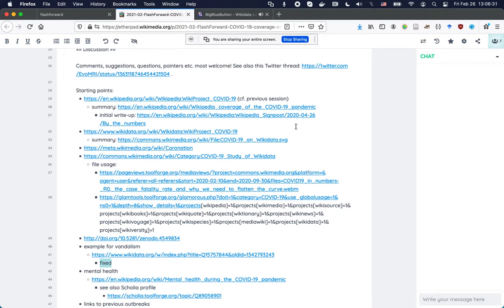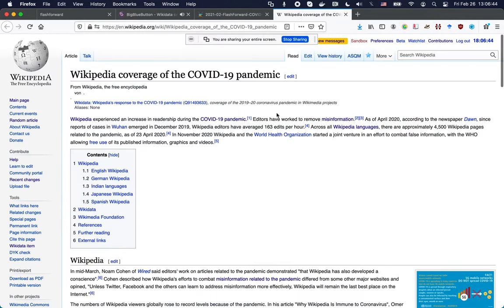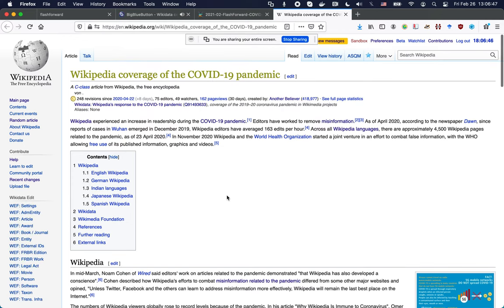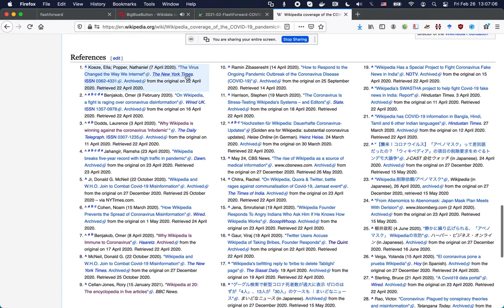Now, especially for those who were not in the previous session, I will give a little bit of background on how all of this fits together. If you want to know about the Wikipedia coverage of the COVID-19 pandemic, which was the content of the previous session, here is a Wikipedia article about it, which might seem self-referential, but it is referenced with external articles. Let's check that. Here, someone else, the New York Times, for instance, wrote about Wikipedia's coverage of the COVID-19 pandemic.